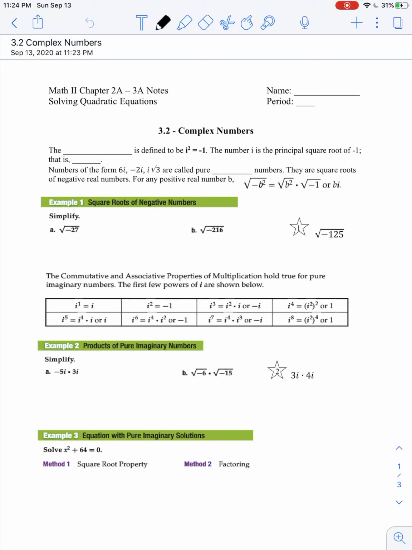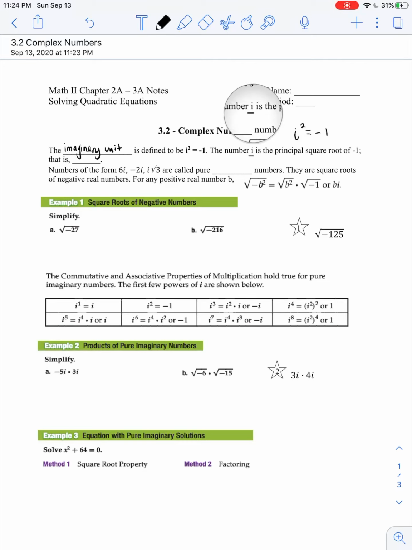So today we're going to go through section 3.2 on complex numbers. Complex numbers include what we call an imaginary number, and that's what I kept mentioning the last couple days. And the imaginary unit, when we refer to a single unit, so a single imaginary unit, is defined as i squared equals -1. But the actual imaginary unit is the number i.